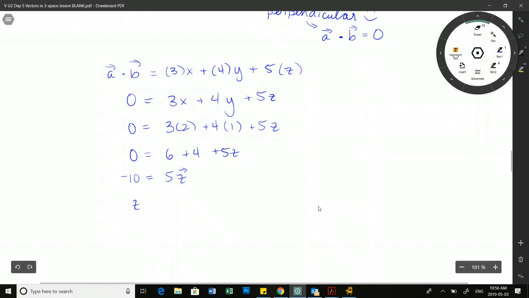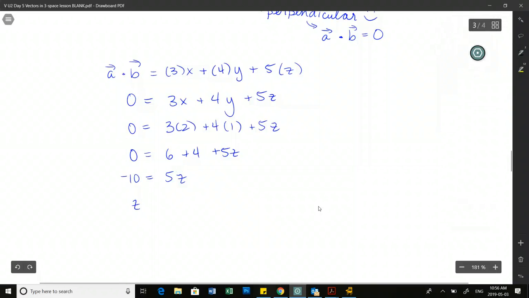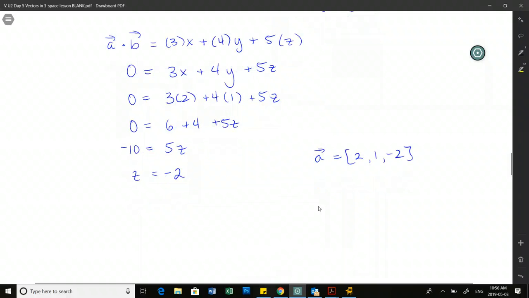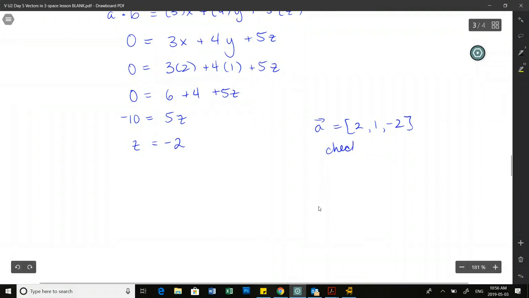Sorry, I shouldn't have put the vector symbol on that. Okay, so z is equal to -2. So a vector that is orthogonal to vector b is the vector 2, 1, -2. You can do a little check here. If you want to check the dot product one more time, you would check that the dot product is equal to 0. You don't have to, because we used it to find this, but we could check that 2 times 3 plus 4 times 1 plus 5 times -2 does in fact equal 0.